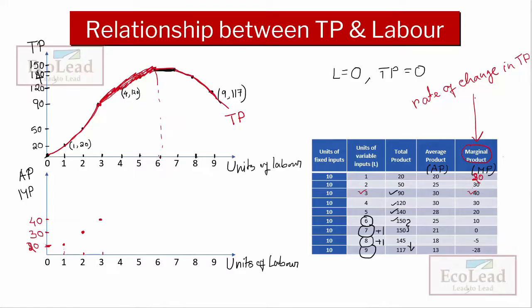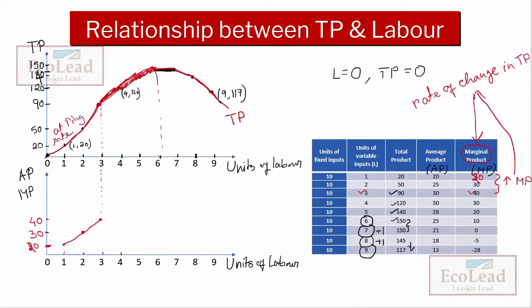So we are here. This is the point where we can see that the curvature of the total product has changed. Up to here, we have seen that the marginal product has an increasing trend. Up to this third unit, marginal product is increasing. And what is marginal product? Marginal product is nothing but the rate of change in the total product. So we can say that the total product is increasing at an increasing rate.